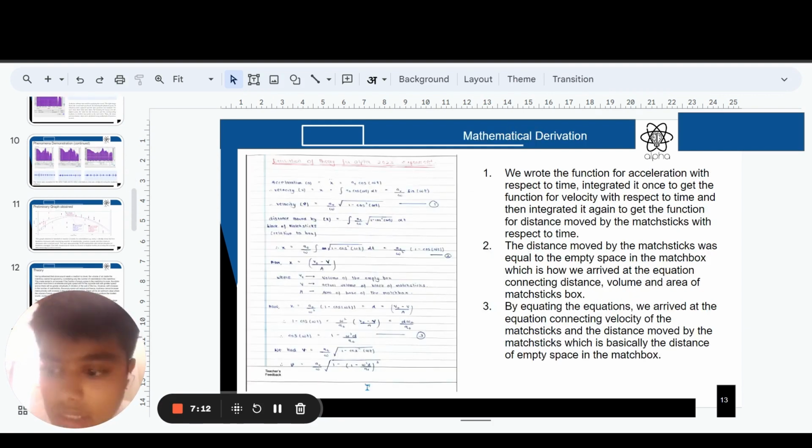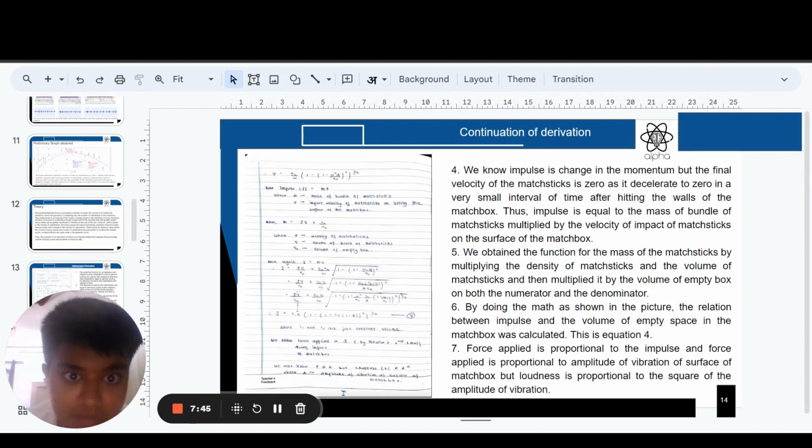So this is a mathematical derivation. I wrote the function for acceleration with respect to time and integrated it two times in order to get the distance moved by the matchbox. Then the distance moved by the matchbox was equal to the empty space in the matchbox, which is how I arrived at the equation connecting distance, volume, and area of the matchsticks, as you can see here. Then, by equating the equations, I arrive at the equation connecting velocity of the matchsticks and the distance moved by the matchsticks, which is basically the distance of empty spaces in the matchbox.